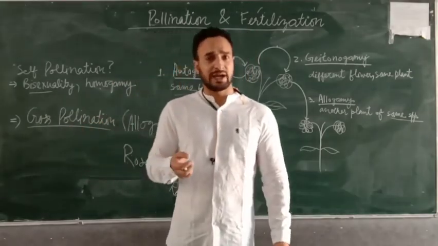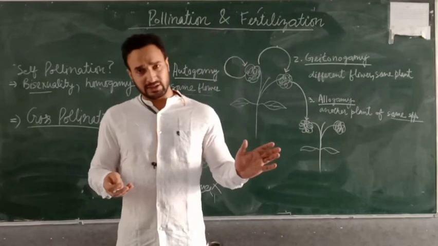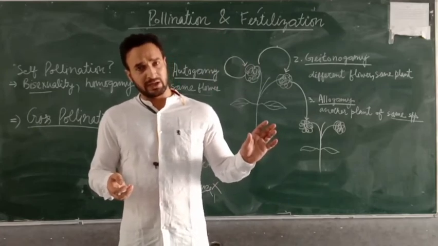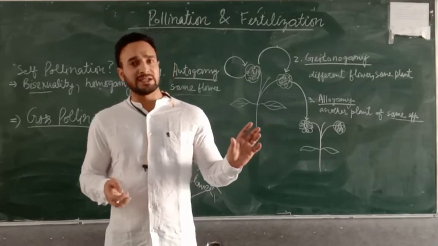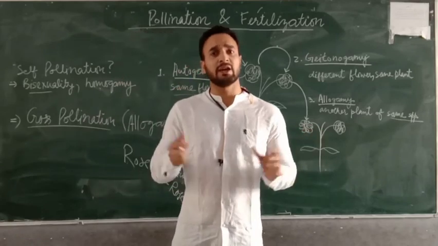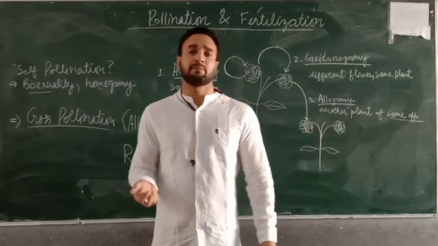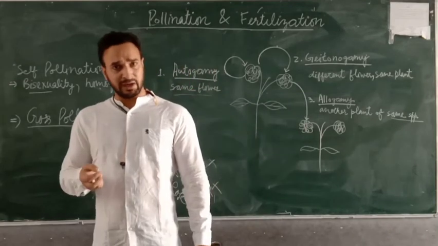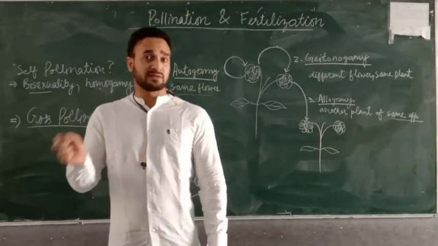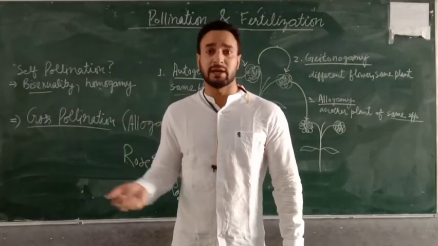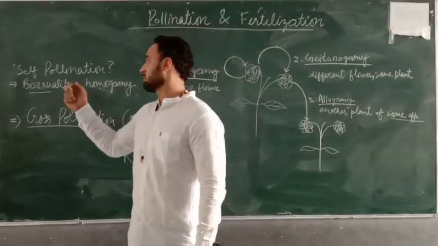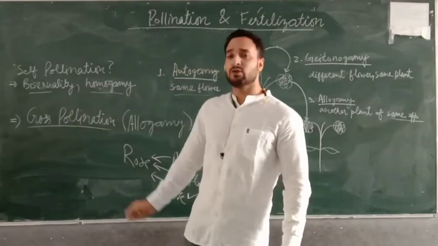The other condition, if not the previous case, where the male and female parts are not on the same flower, is that at least there should be male and female flowers on the same plant. Either the male and female parts should be on the same flower, or on the same plant. So that's the prime condition of bisexuality. And number two is homogamy.